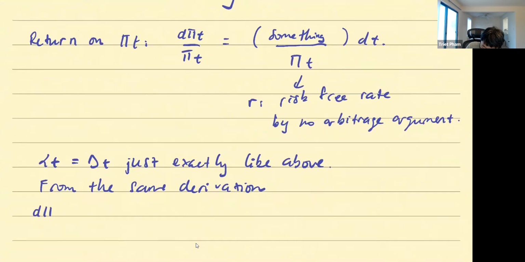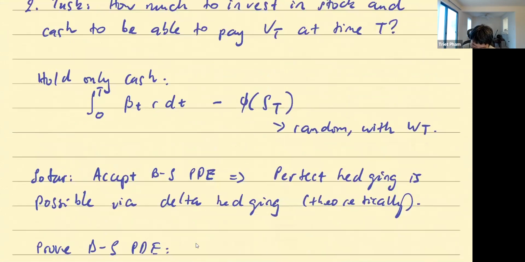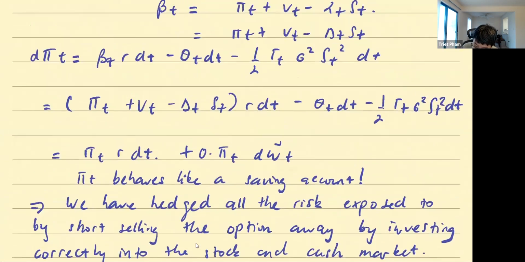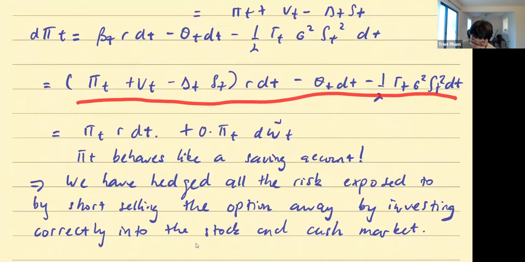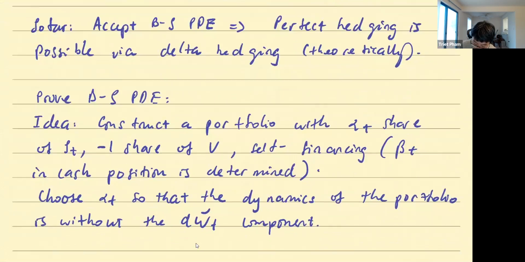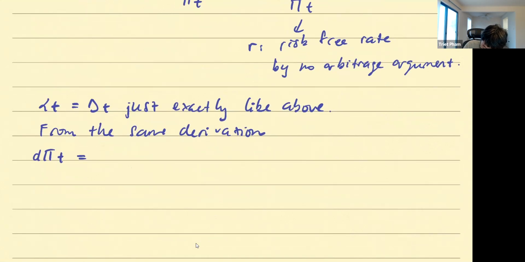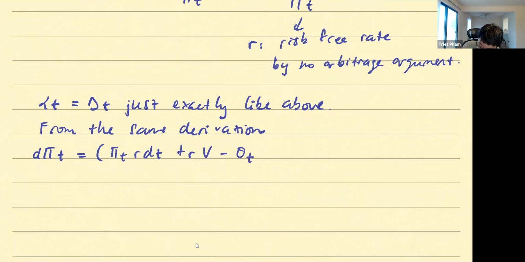what we get is d pi t is equal to this whole quantity right here, plus rV, and then minus theta t minus delta t r S minus 1/2 gamma t sigma squared S_t squared, this whole thing dt. So that is what I mean by this something.